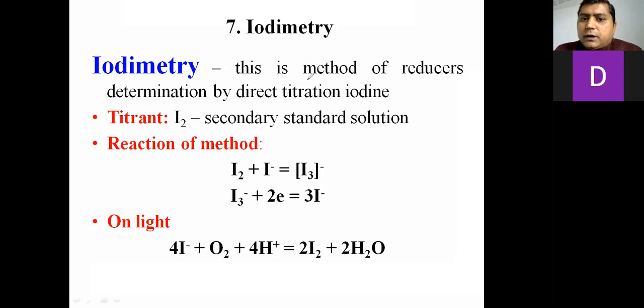Another is iodimetry. In iodimetry titrations, what happens is that iodine is directly involved. Direct iodine is involved, whereas in iodometry the iodine is liberated.